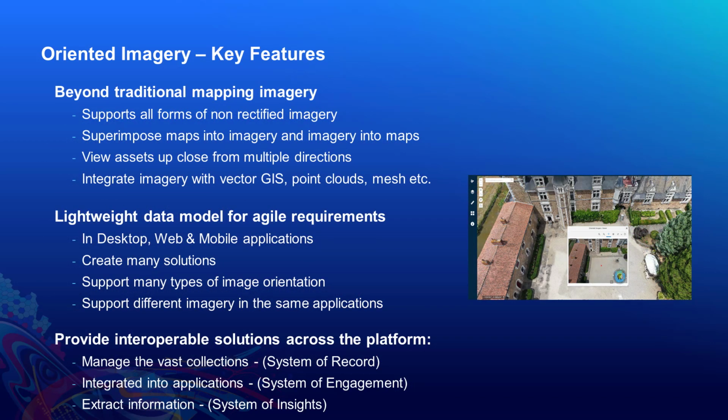Key features of oriented imagery. It goes beyond traditional mapping imagery, mainly non-rectified imagery. It superimposes the maps onto imagery and also imagery onto maps. You can basically view assets from various directions for inspection purposes. It also integrates imagery with various 3D data like point clouds, mesh, etc.